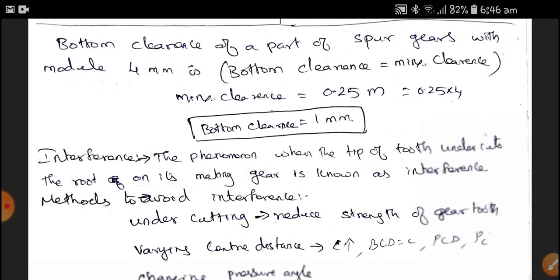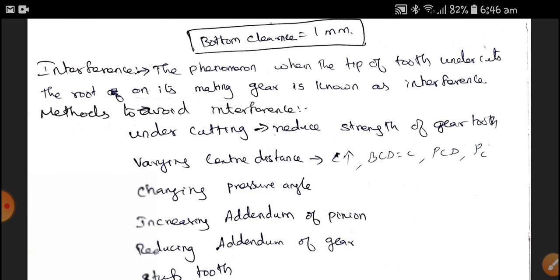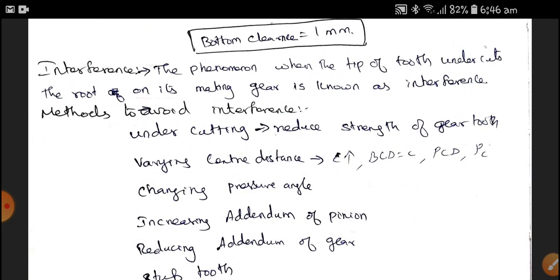And next is the interference. Interference is a main disadvantage as well as a phenomenon which happens in the involute gear system. Okay, here we are going to check the methods to avoid interference. If we avoid interference in the involute gear, then the gear system will become super duper.